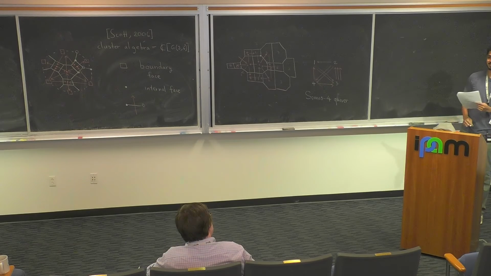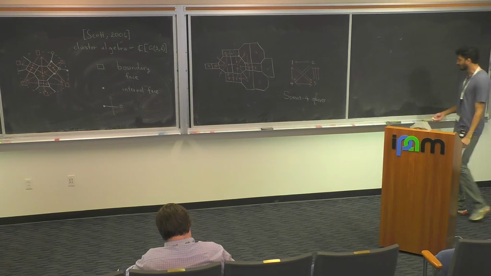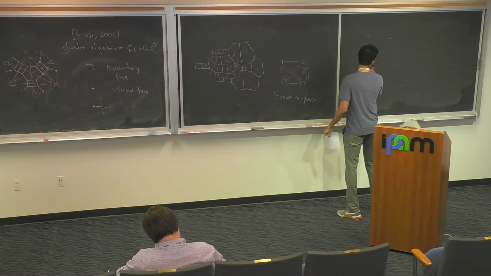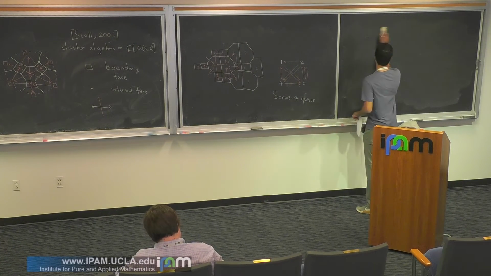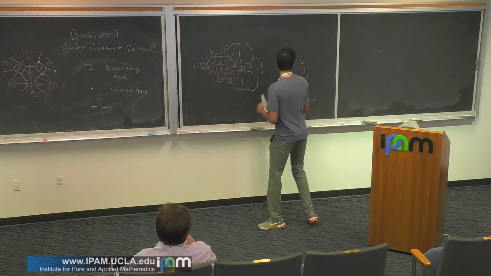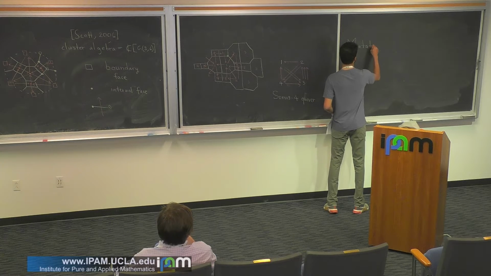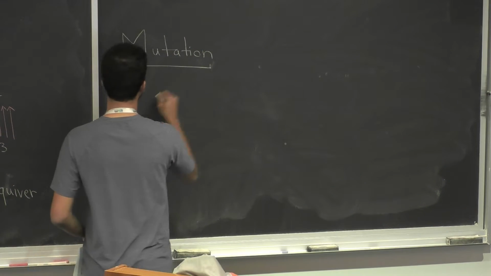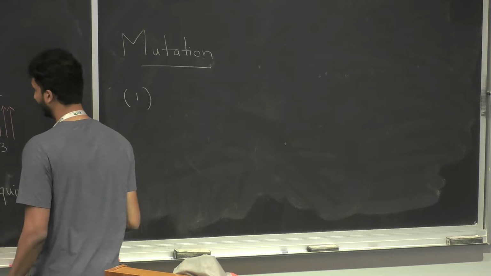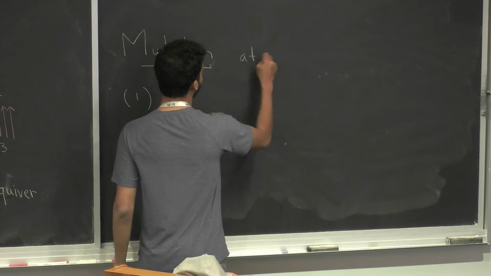Okay, so any questions about this? All right, so let's recall what mutation was. So once you have a quiver, you can mutate it. And the rule was as follows. So you have a bunch of steps. So the first step is to introduce shortcuts. So suppose I'm mutating at a vertex k.